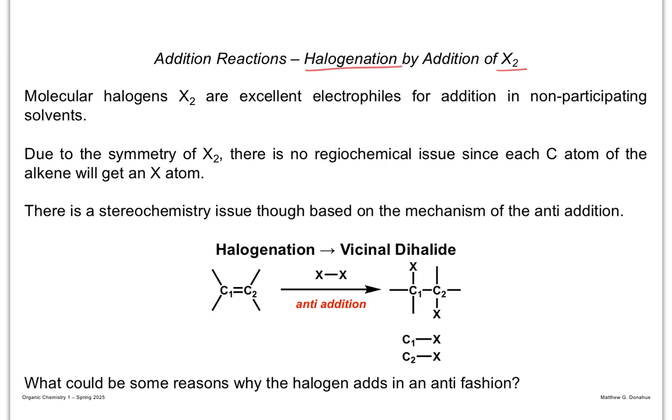But based on the way this mechanism occurs, it's not a syn addition. So remember, syn means the same face. Because these things are not adding at the same time, the addition is called anti. You get one X adds to one face, and then the other X adds to the opposite face.